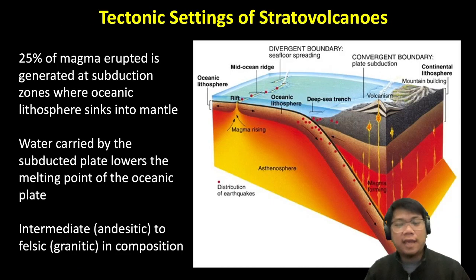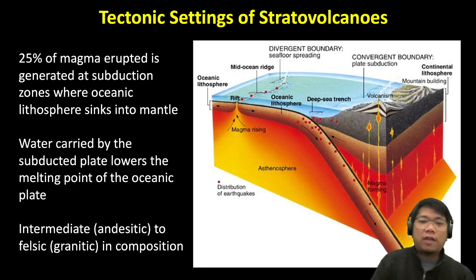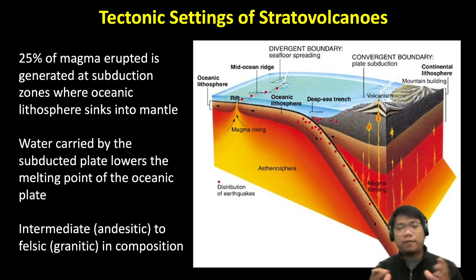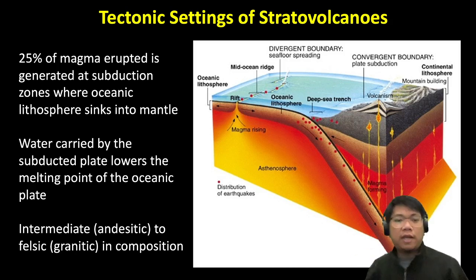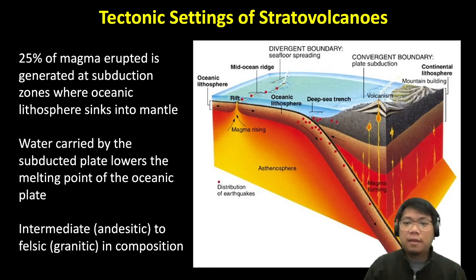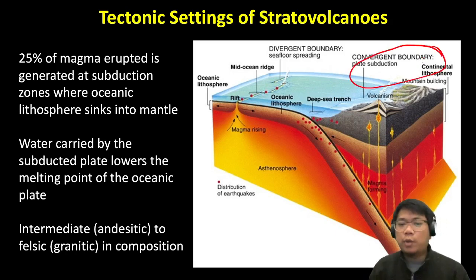And here is the answer to that question. The reason why we have most stratovolcanoes along the perimeter of the Pacific Ocean, or in the Ring of Fire, is that these volcanoes are associated mostly with convergent plate boundaries, especially when you have subduction of an oceanic plate that goes underneath a continental plate.